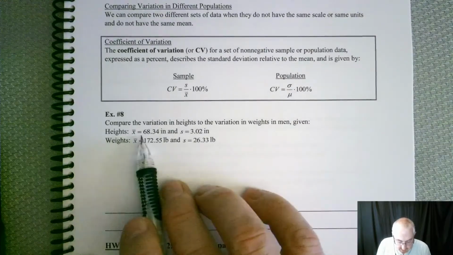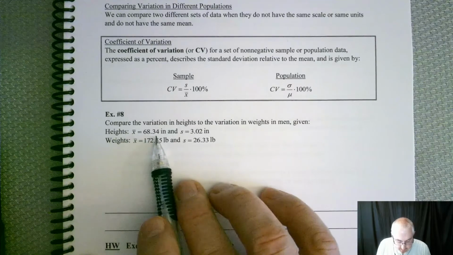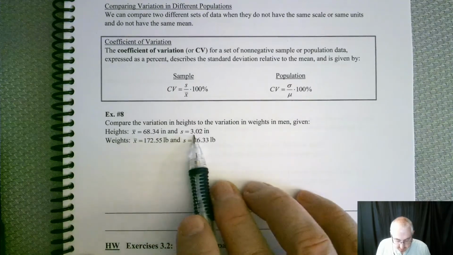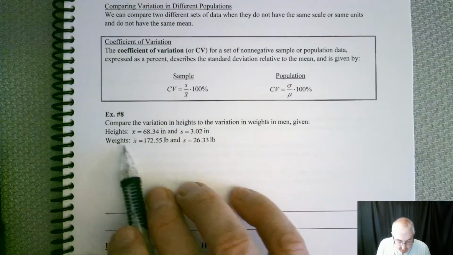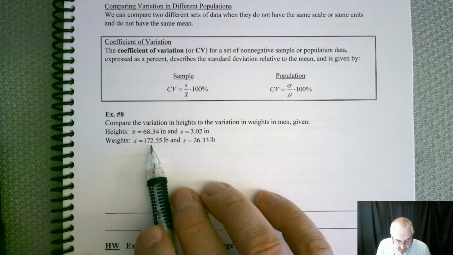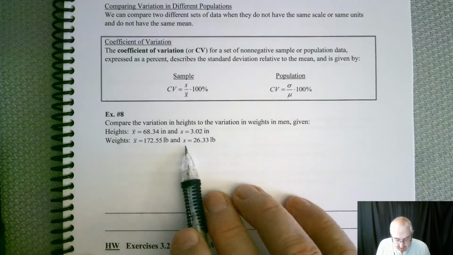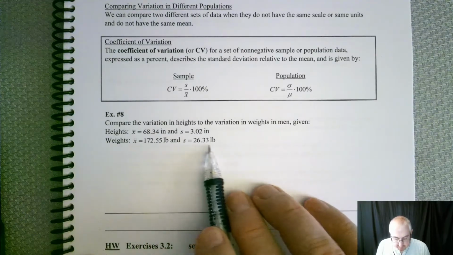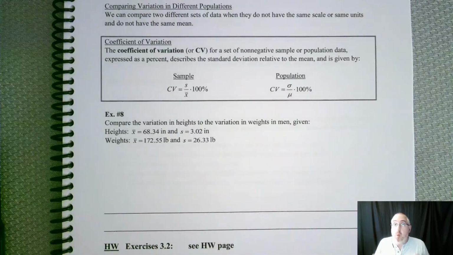So if we have heights that have an average of 68.34 inches and a standard deviation of 3.02 inches, and weights with a mean of 172.55 pounds and a standard deviation of 26.33 pounds. The question would be, which one's more varied, the heights or the weights? Now again, we're talking about apples and oranges. You're talking about inches and pounds. So they're definitely not the same type of data. So how can we compare their variation? And that's using the CV.